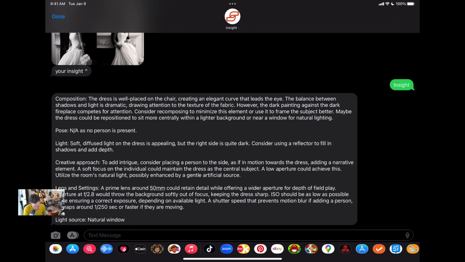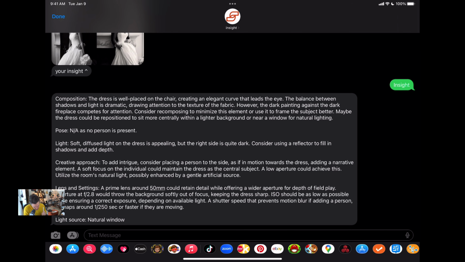Maybe the dress could be repositioned to sit more centrally within a lighter background or near a window for natural light. No person is present, so no pose. Light soft diffused, but the right side is quite dark. Consider using a reflector to fill it in. A lot of times when it's saying reflector, you could swap that out for a gradient tool or something to selectively dodge and burn certain areas of the shot in post.